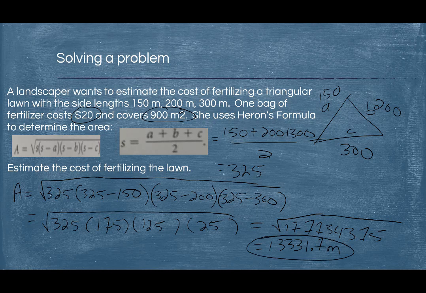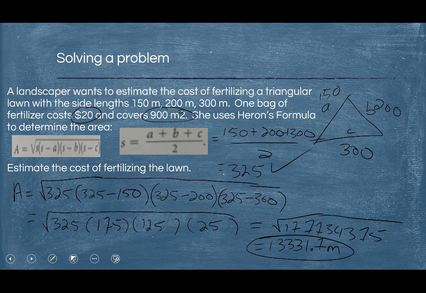Now, this isn't the answer to our problem. See, this is a long problem. I had to figure out the S value. I had to put all these numbers into the formula. I still need to figure out what the cost of fertilizing is. All right, I've got that number in my calculator.